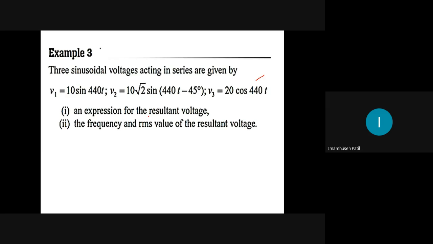Yes, sir. Okay. Next step, you have to draw the phasors. V3, 20 cos 440 t, you converted into 20 sine of 440 t plus pi by 2. Okay. Then V1, where will it come? On the x-axis. V2, downwards, opposite, 45 degree. And V3, 90 degree above, on the plus y-axis. Yes, sir. Okay.